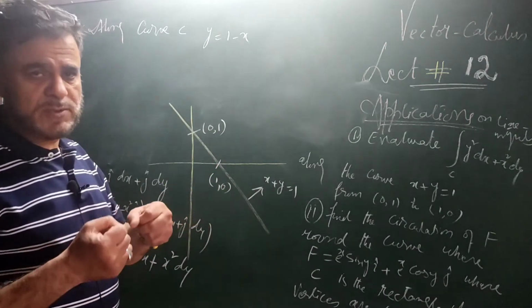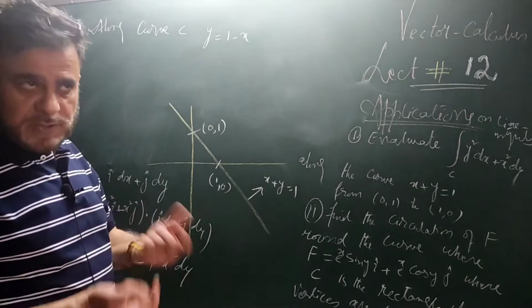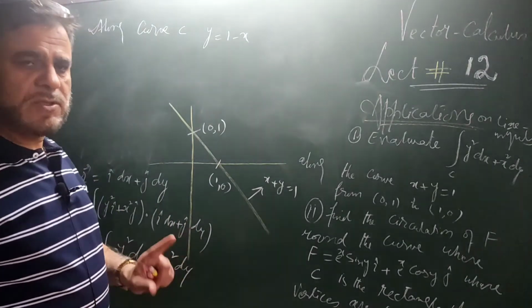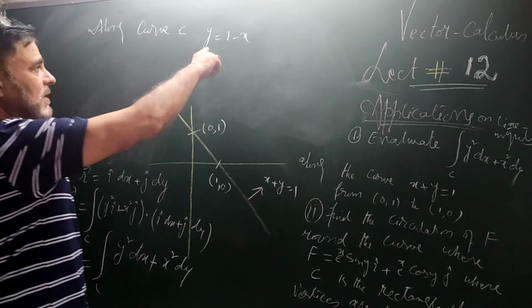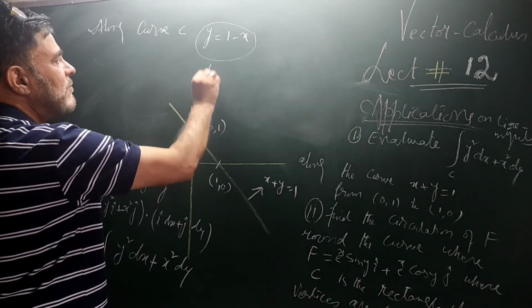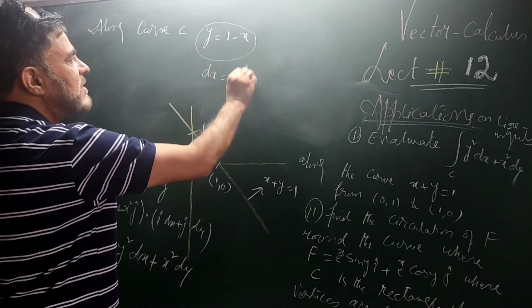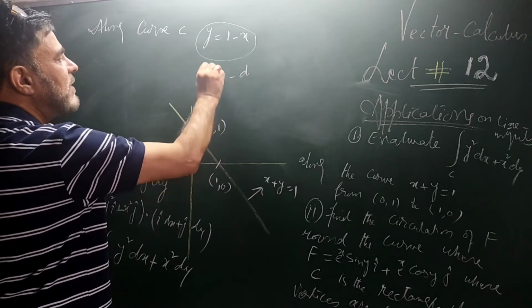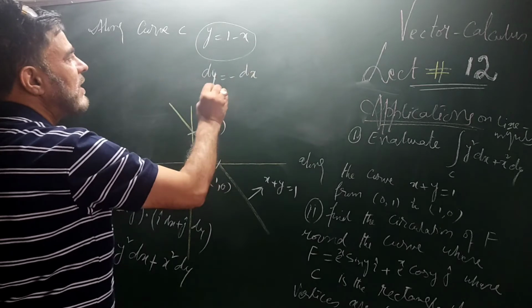It is at your disposal. You can evaluate it with respect to x or evaluate it with respect to y. There is no hard and fast rule. So I am replacing y by 1 minus x. I find here dx. What is my dx? It is y dy is minus dx.